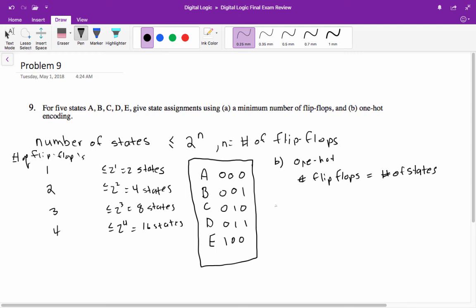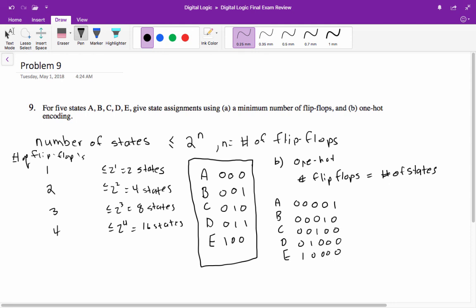And again, it's not unique how you do it, but it is important that one and only one digit is 1. So for A, I'll have 0, 0, 0, 0, 1. B is 0, 0, 0, 1, 0, C is 0, 0, 1, 0, 0, D is 0, 1, 0, 0, 0, and E is 1, 0, 0, 0, 0. So that would be one hot encoding.